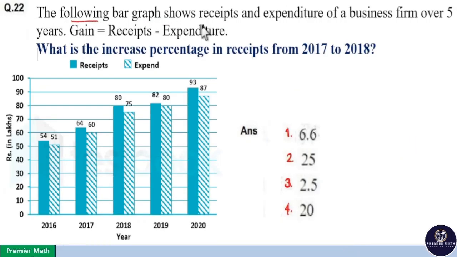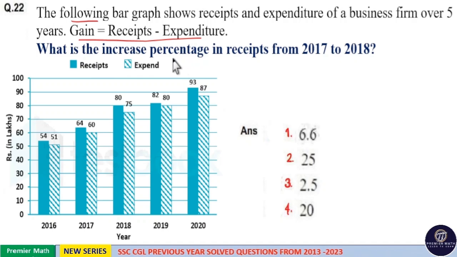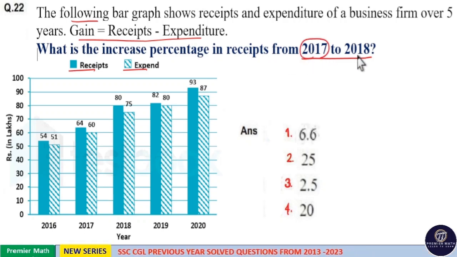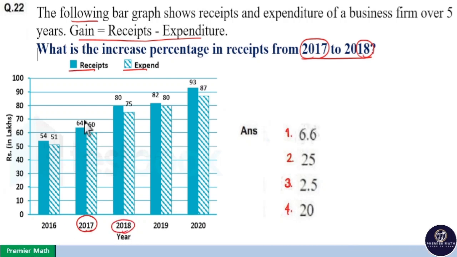The following bar graph shows receipts and expenditure of a business firm over 5 years. Gain is equal to receipts minus expenditure. What is the increase percentage in receipts from 2017 to 18? Now here the solid portion shows receipts and the shaded portion shows expenditure. Here this is 2017 and this is 2018. In 2017, the difference between receipts and expenditure is equal to 64 minus 60, that is 4. And in 2018, the difference between receipts and expenditure is 80 minus 75, that is 5.